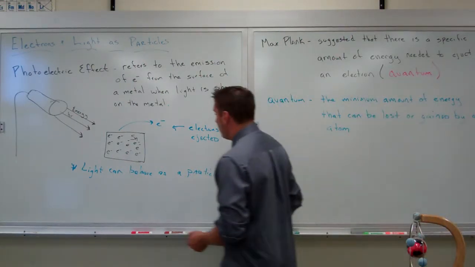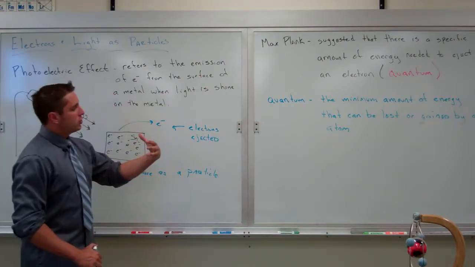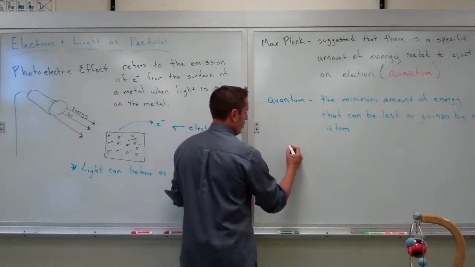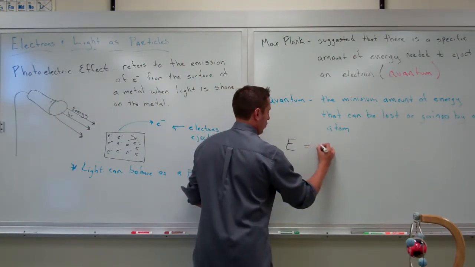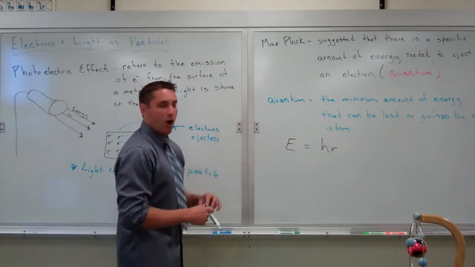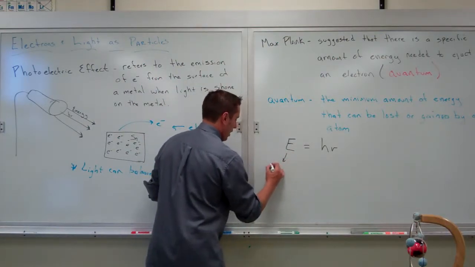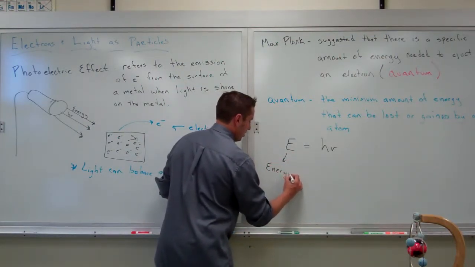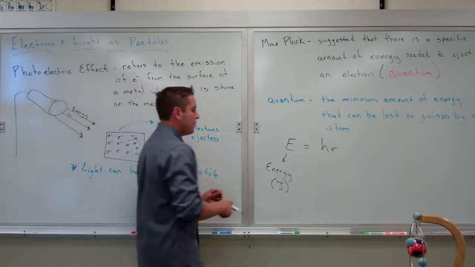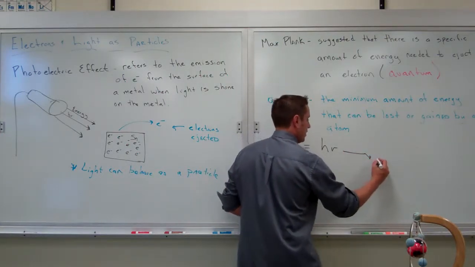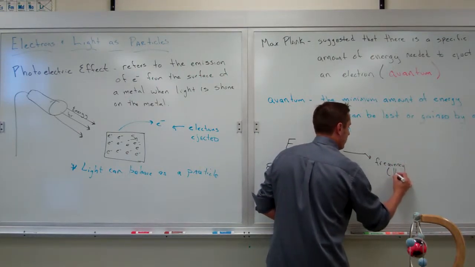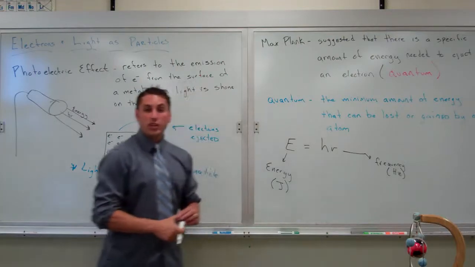So he evolved this into an equation that links energy to these quantums, and this is the equation he came up with. E equals hv. No surprise given what we've been talking about. E refers to energy, and energy is measured in joules. v, we've talked about that before, is frequency. And if you remember, frequency gets measured in hertz.